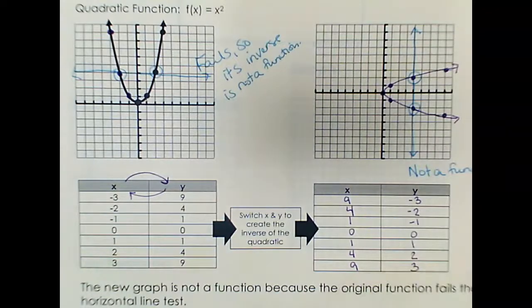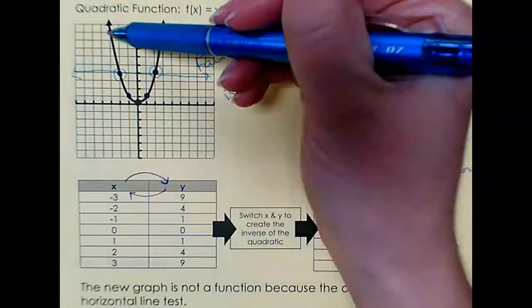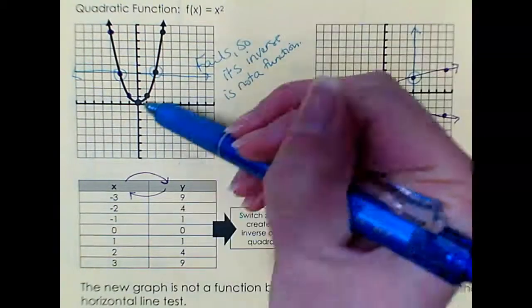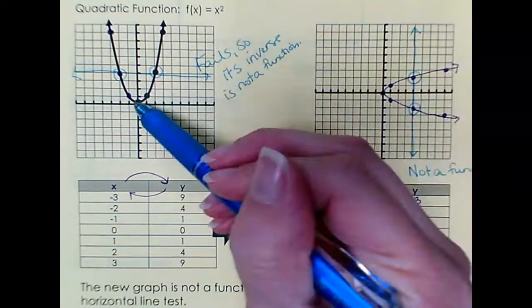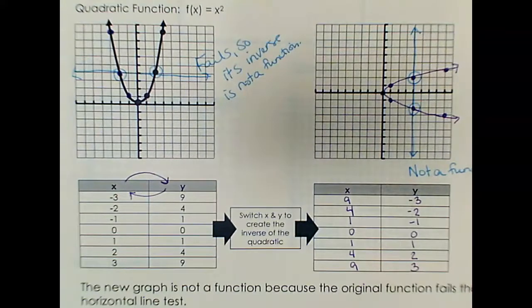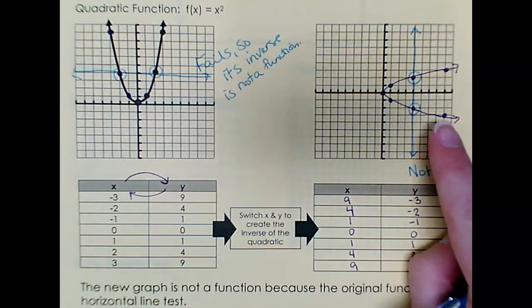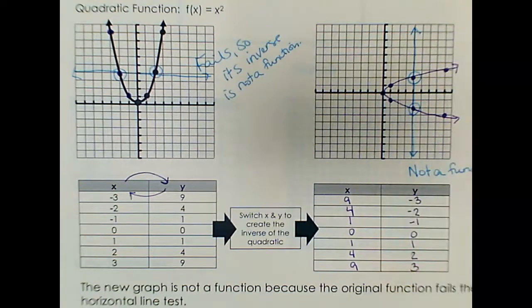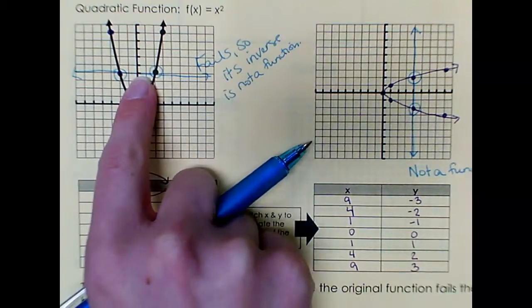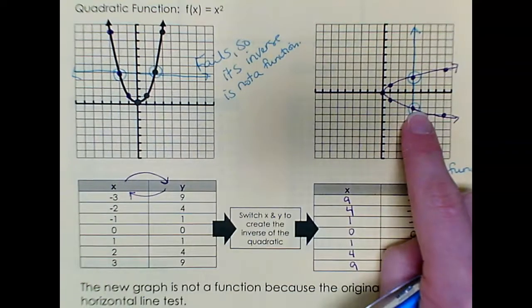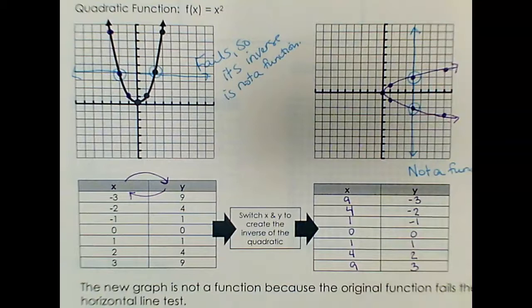Remember that graphically, in order to find the inverse, you would take this and you would reflect it over the parent function, the linear parent function. So it should look like this. So the new graph is not a function because the original function fails the horizontal line test, which means that the inverse function is going to fail the vertical line test and not be a function.